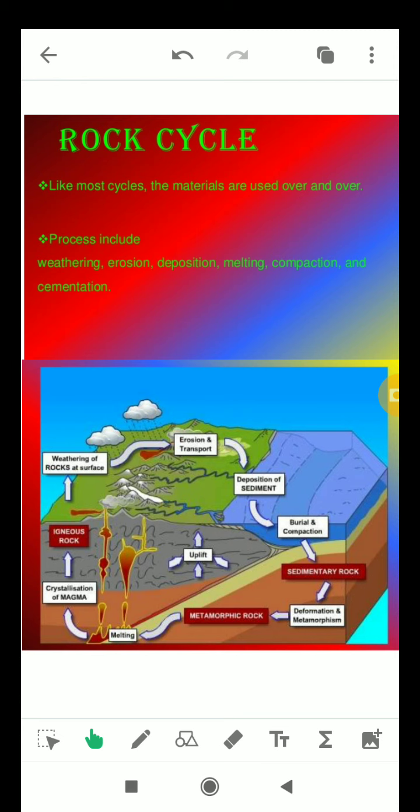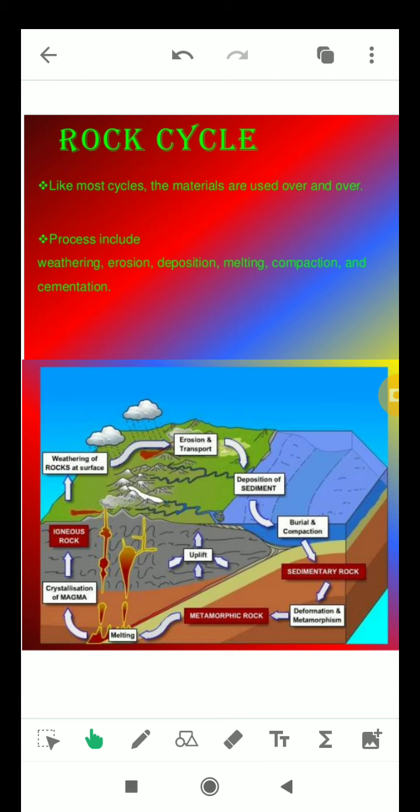Through this continuous process, older rocks are transformed into new rocks. And how do they transform? By means of erosion, deposition, pressure, melting and cooling. So the rock cycle gives us an idea of the origin of each rock and the role of geological processes in transforming one rock type into another. So this is all about the rock cycle.